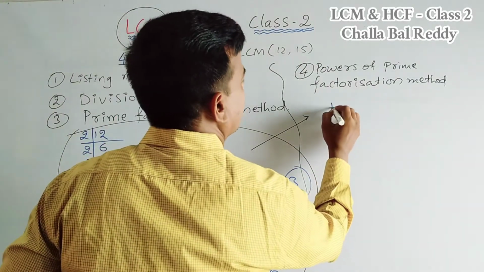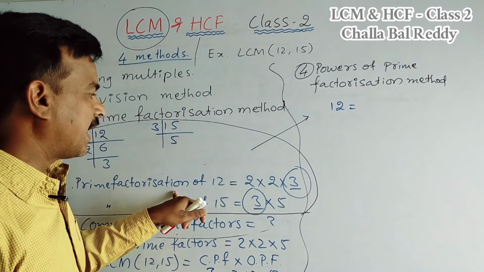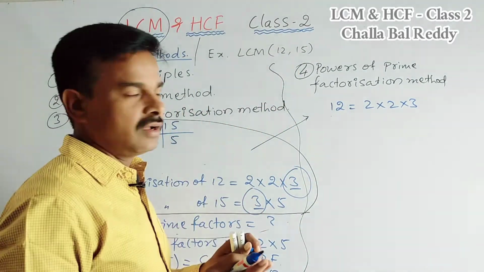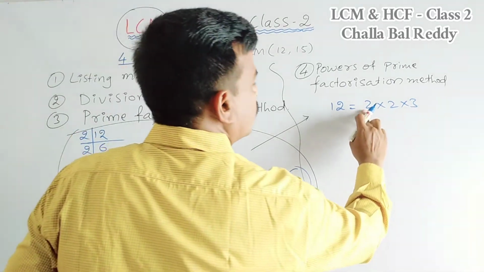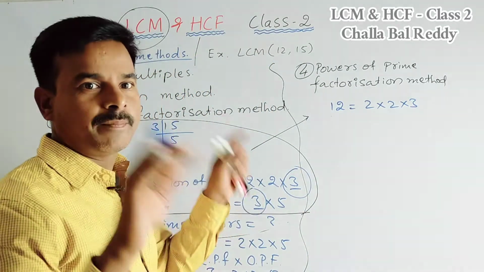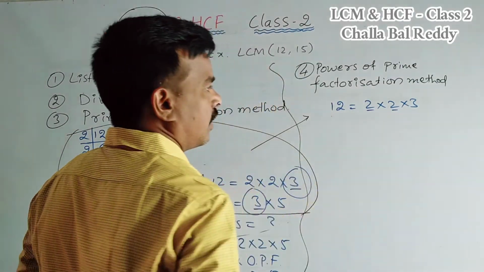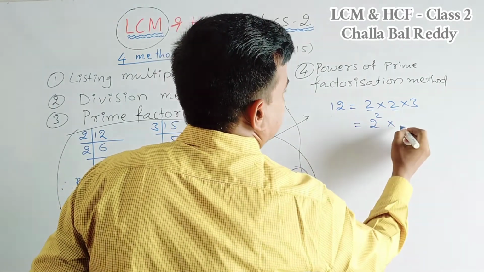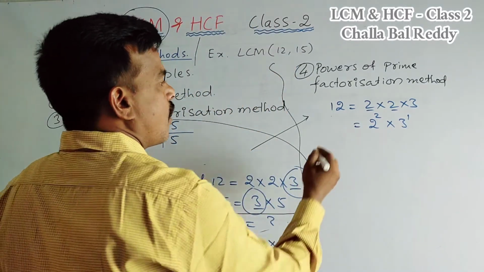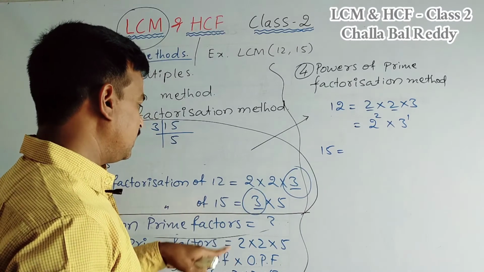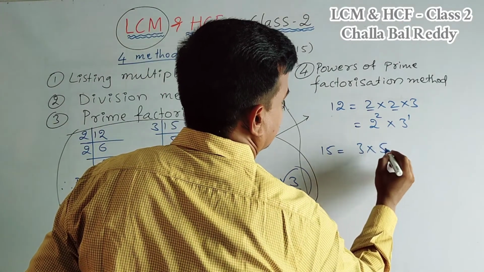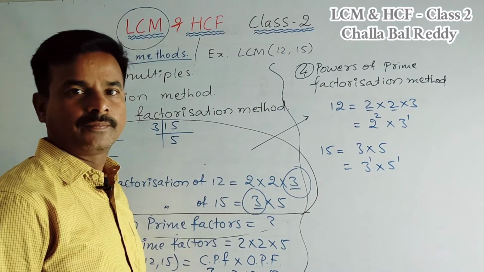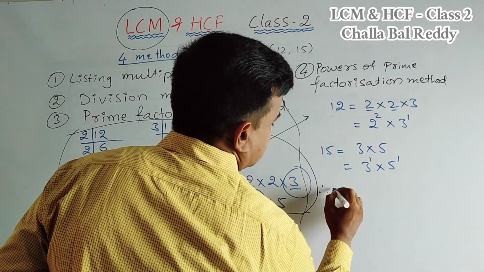The prime factorization of 12 is 2 into 2 into 3. And now here is very important. We have to change this prime factorization into powers of prime factorization. Here 2 into 2 are both the same factors, that is why we can write 2 to the power of 2 into 3 to the power of 1. Okay, next 15, which is 3 into 5. We can write this as 3 to the power of 1, 5 to the power of 1. And then we should write LCM.